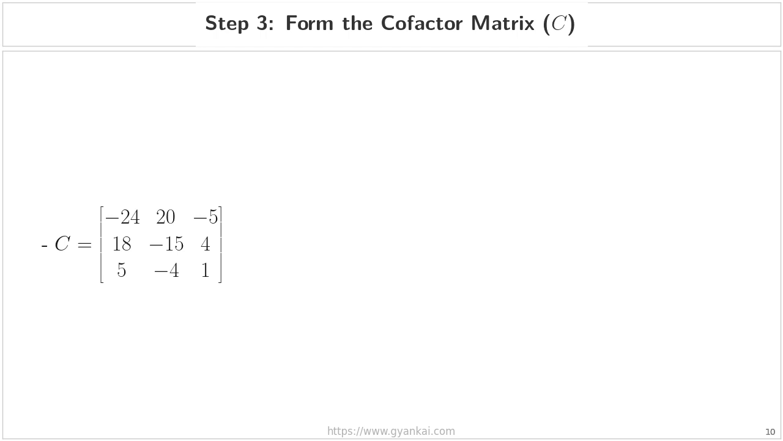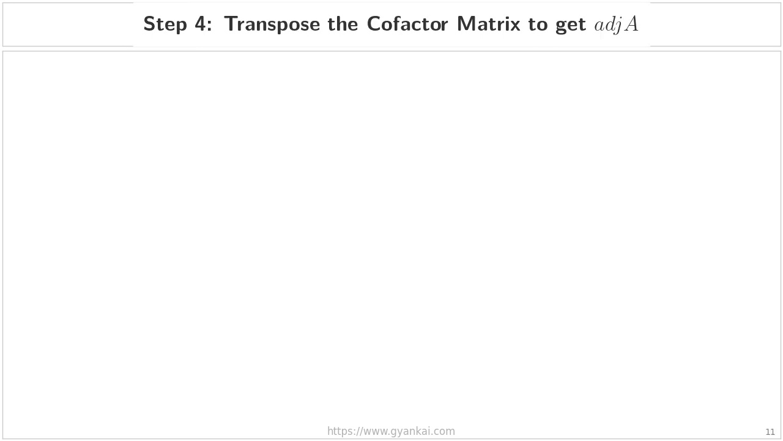To do this, we simply take those values we just found and arrange them into a new matrix, maintaining their original positions. Keep this matrix handy, because in the very next step, we will perform the final transformation to reach our goal. Step 4. Transpose the cofactor matrix to get adj A.